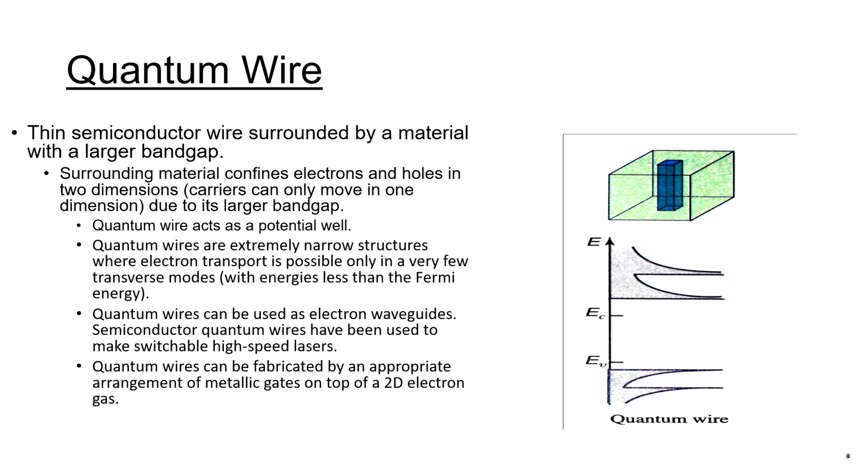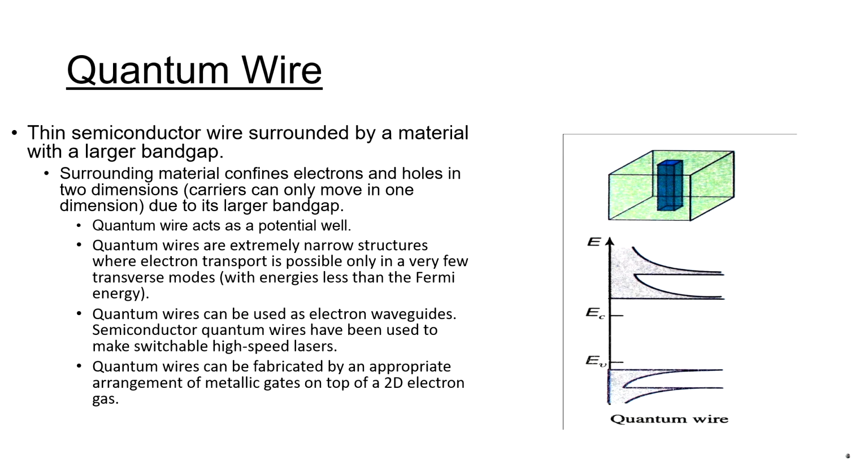Quantum wires are extremely narrow structures where electron transport is possible only in a very few transverse modes with energies less than the Fermi energy, and quantum wires can be used as electron waveguides.